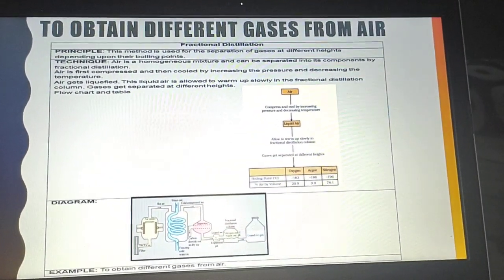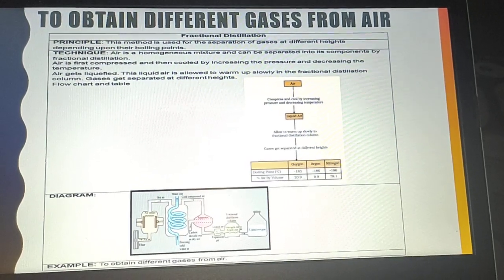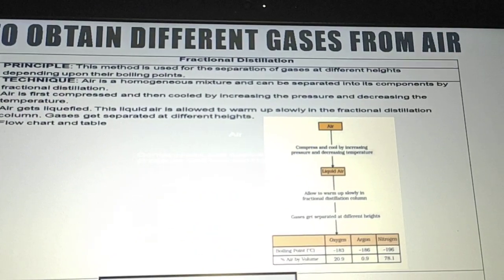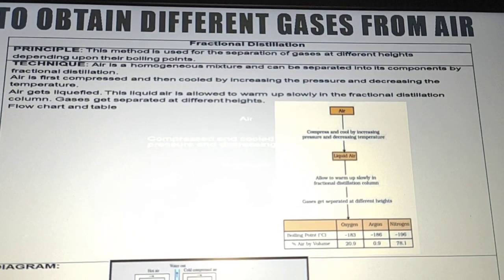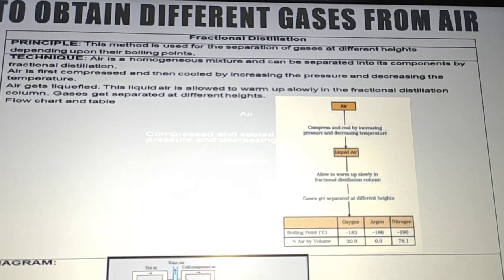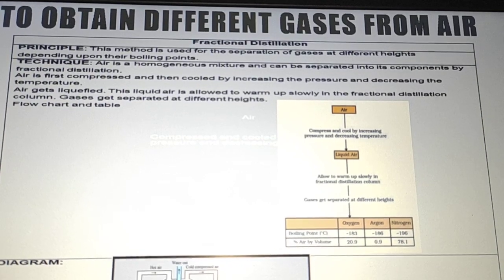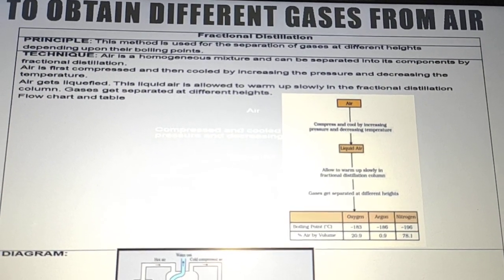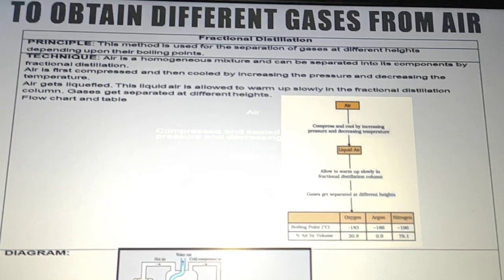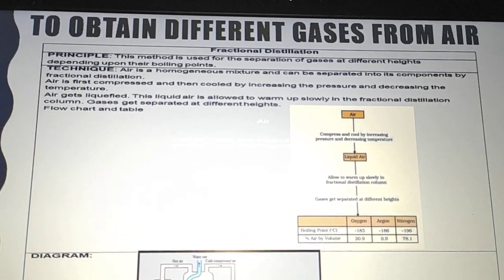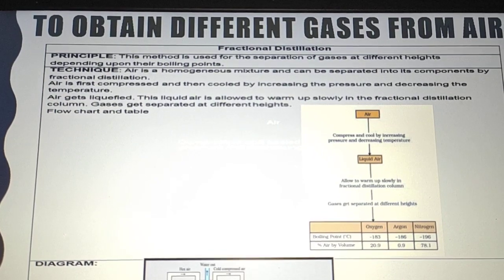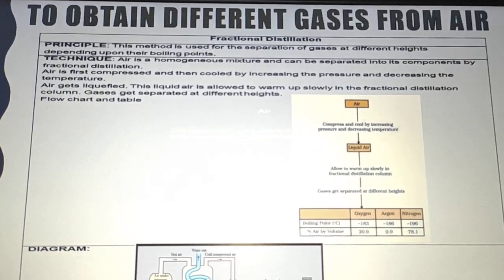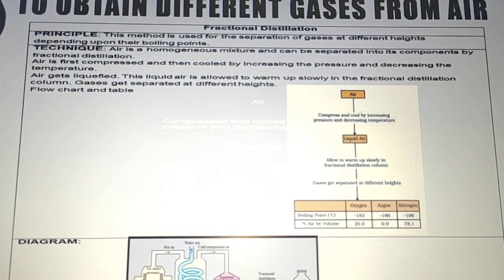Next is to obtain different gases from the air. So how can you obtain the different gases from the air? Here you can see there is fractional distillation again, but the method is different. The principle is that this method is used for the separation of gases at different heights depending upon their boiling points. At what height which gases are available and what their boiling points are, only after that justification can we separate them by the fractional distillation process.